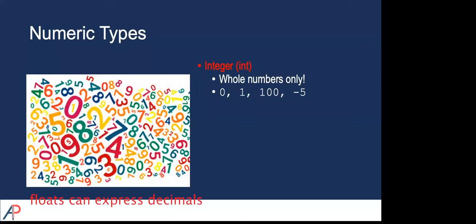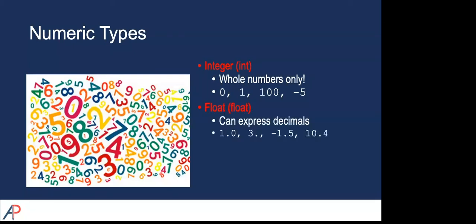A float can express decimals. Decimals being like 1.0. So right here, this is 3 point. Yes, 3 is a whole number. Yes, 1.0 is a whole number.